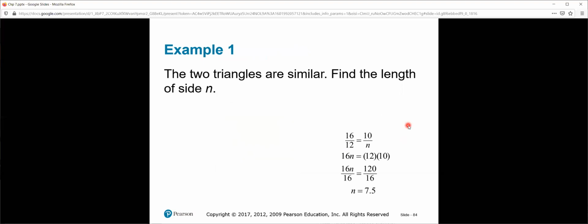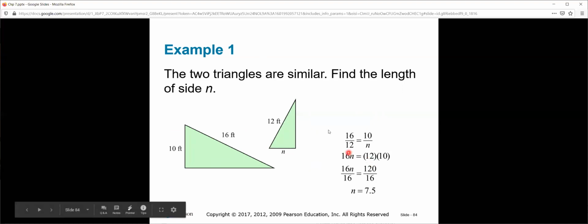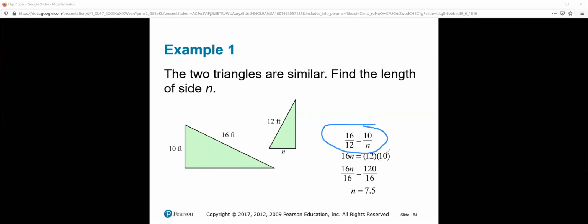2 triangles are similar. Find the length of side n. Well, notice here the hypotenuses are 16 and 12, and the 10 and the n are on the same side relative to the hypotenuse. This would be adjacent if you know your SOHCAHTOA. So we land on this equation, which is something we've done plenty of. We know how to solve these things. This is cross multiply. We can do this.